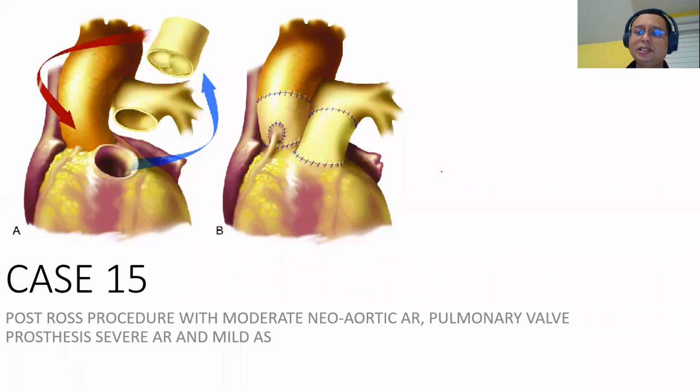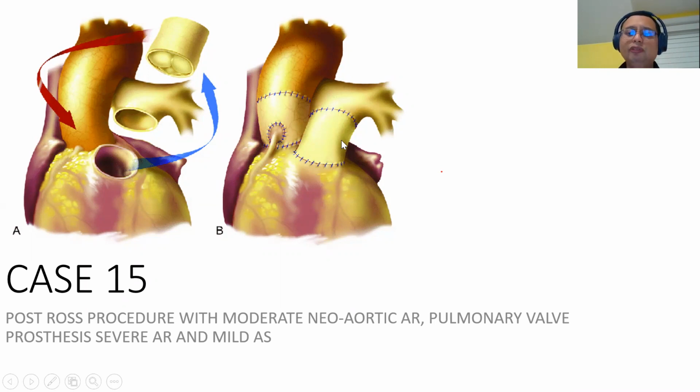But there is a catch. The catch is it only happens in a few select centers. This procedure is difficult. The surgeon must be very, very skillful, and not all surgeons can do it. Only a very small minority of surgeons can do it. So that is the disadvantage of this procedure. Another disadvantage is this homograft can sometimes give problems and degenerate, and you have to put in a conduit and replace it.